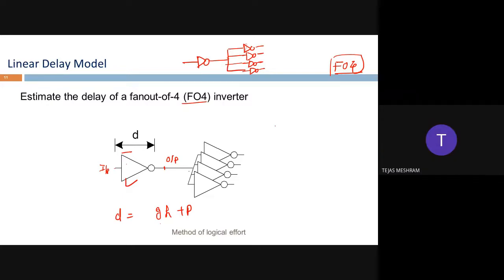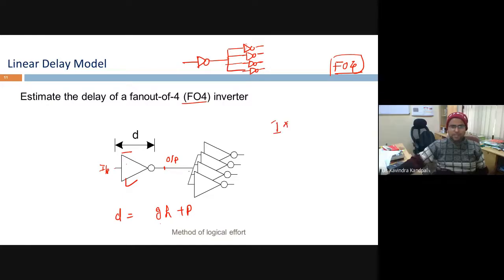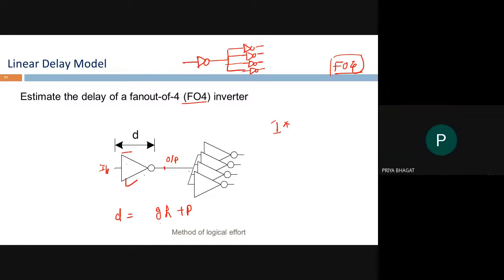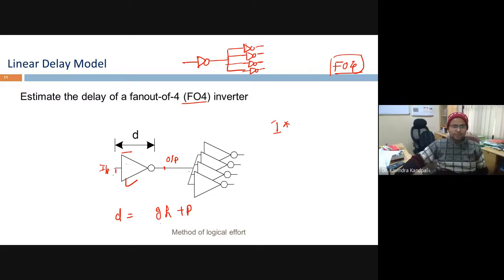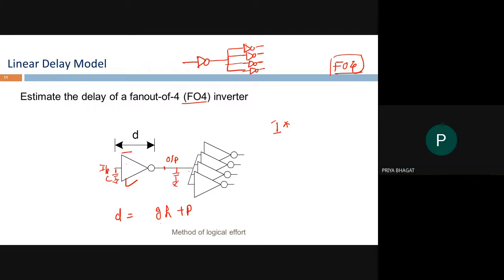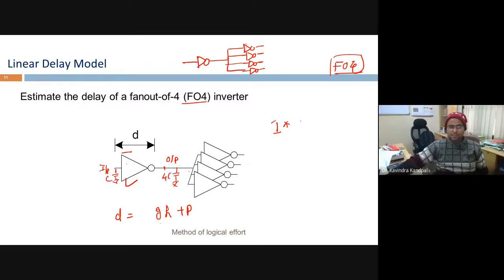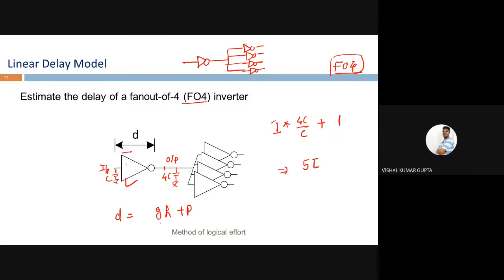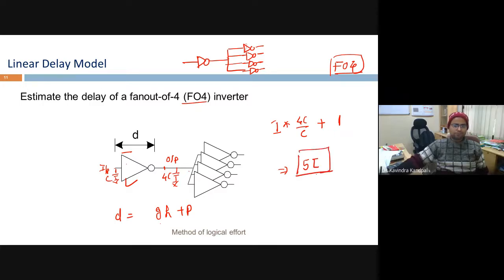So what is the H here? It is 4. If this capacitance happens to be C, then the capacitance here happens to be 4C. So H is 4C divided by C, plus the parasitic delay of the inverter, which is supposed to be 1. So the FO4 delay is 5. The unit is tau.